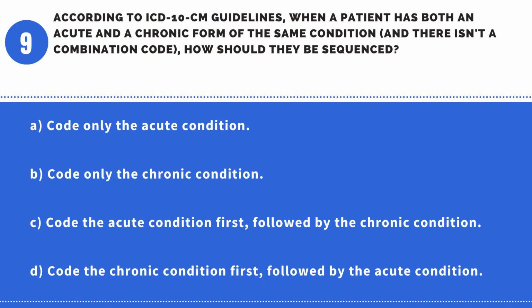Question 9. According to ICD-10-CM guidelines, when a patient has both an acute and a chronic form of the same condition, and there isn't a combination code, how should they be sequenced? A. Code only the acute condition. B. Code only the chronic condition. C. Code the acute condition first, followed by the chronic condition. D. Code the chronic condition first, followed by the acute condition.